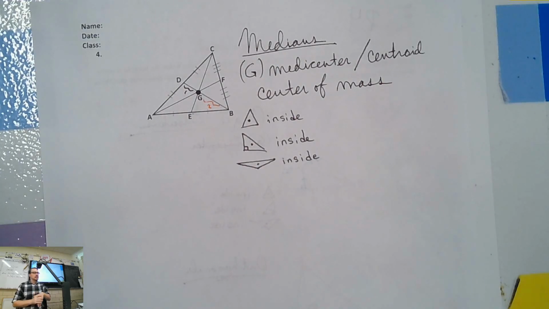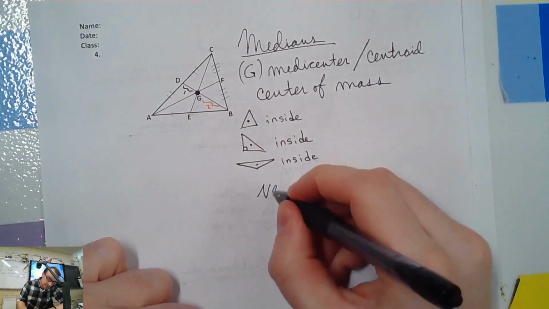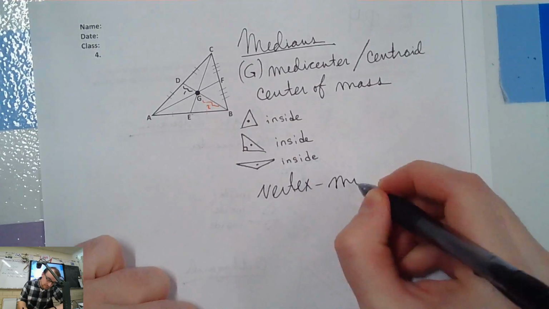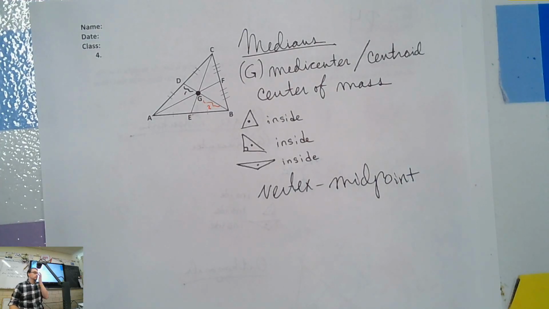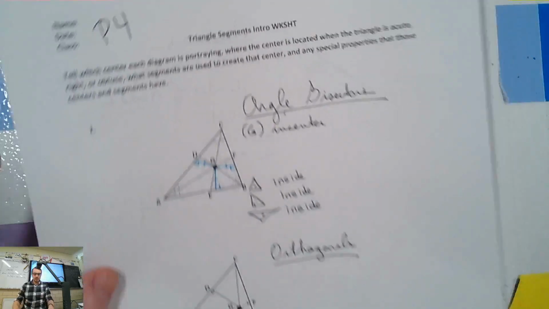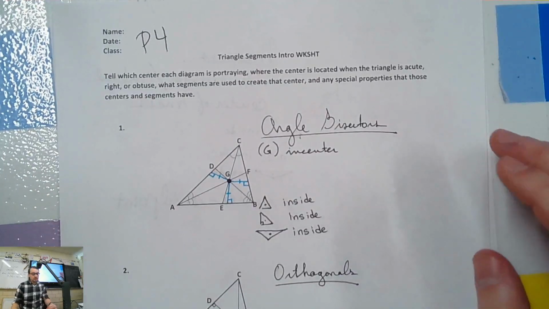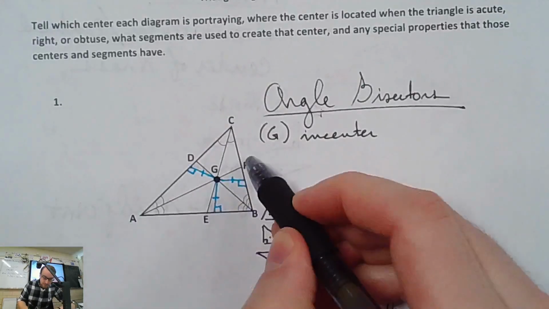How do we feel about medians and the centroid, whatever you want to call it? Feeling okay with that? Makes sense why it's always inside. It's the balance point. And again, make sure that you know that it's vertex to midpoint. That's how medians are formed. Vertex to midpoint. Cool. We also learned about angle bisectors, lines that cut the angle in half, right?